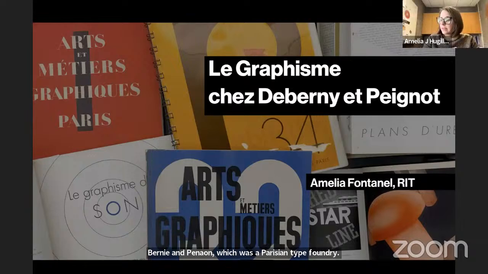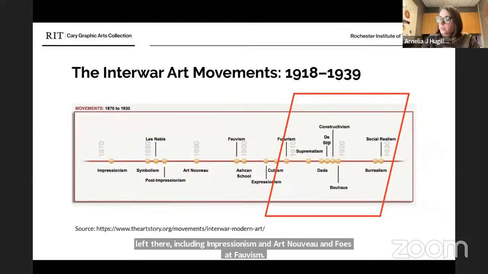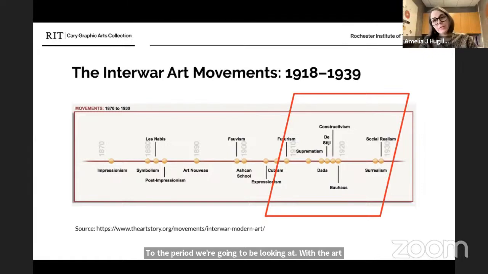For context, this period was such a fertile time for new expressions in art thinking. If you look at the major European movements, France was at the center of many of them. From early on the left there, including Impressionism and Art Nouveau and Fauvism, to the period we're going to be looking at with the art movements of Cubism and Dada and Surrealism.